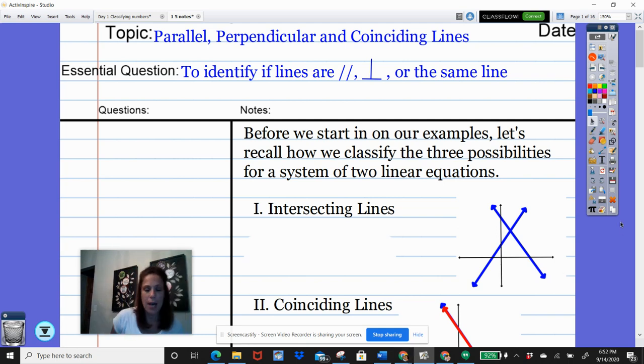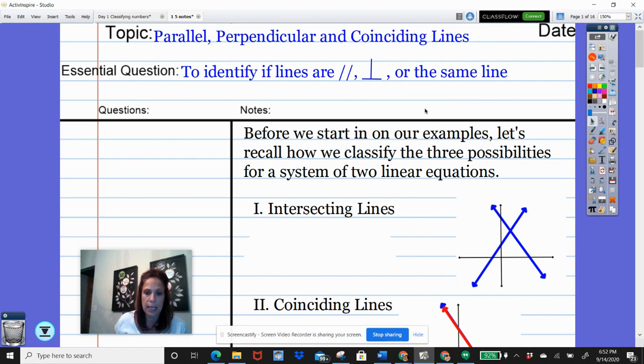Hi. Today, I think it's day 3. We're studying parallel, perpendicular, and coinciding lines. The essential question or the learning target is to be able to identify if two lines are parallel, if they're perpendicular, or if they're the same line.